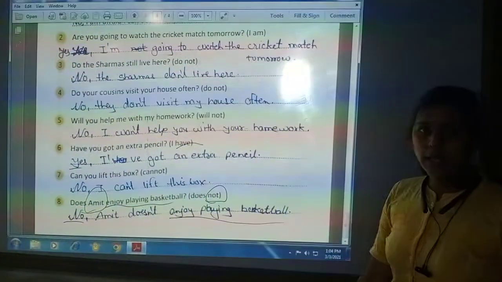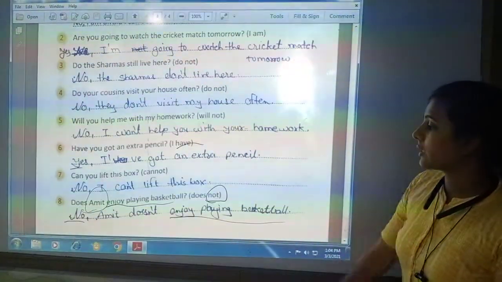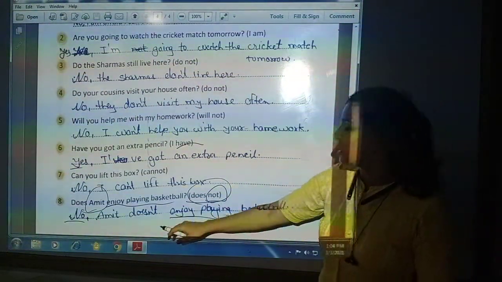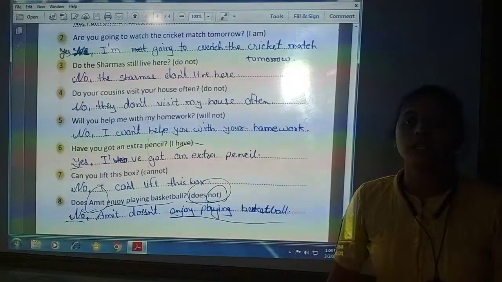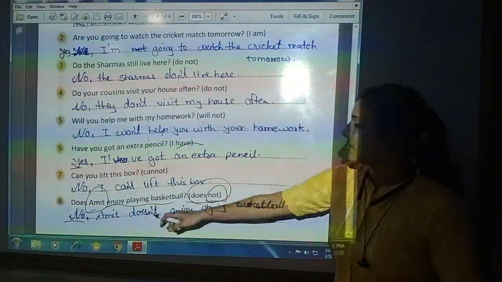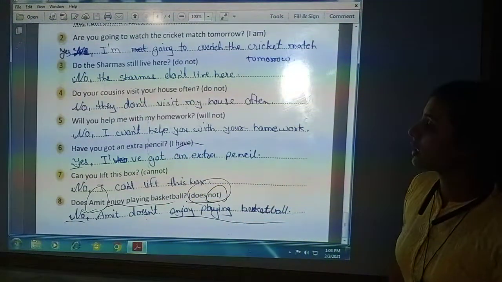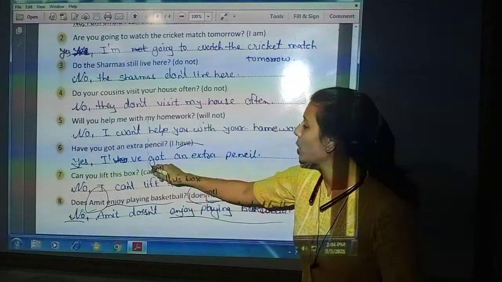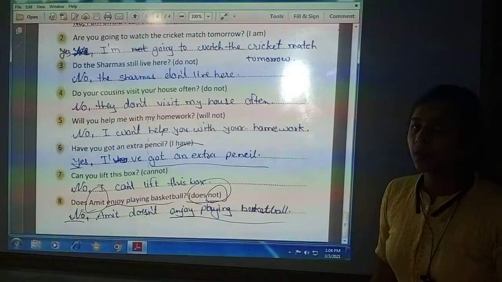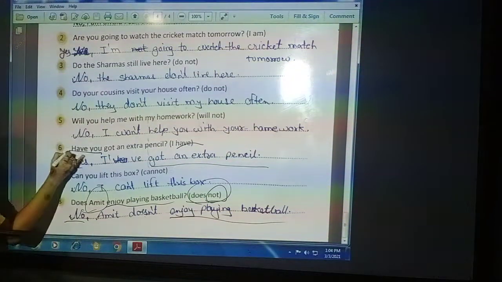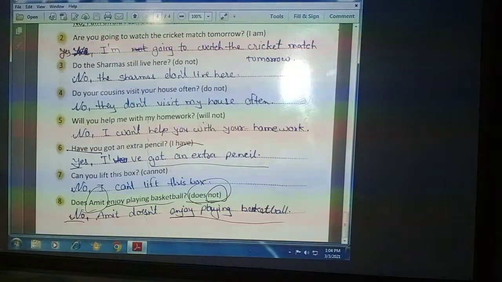And if a name is given, you will write the name as it is. Third thing, the short form which you have to make is given in the bracket. So that you have to write after the subject. And the rest of the sentence will be as it is. See here also, have you got an extra pencil? In that, got an extra pencil will be as it is. What you have to do? You just have to change this only. That is the subject and helping verb.